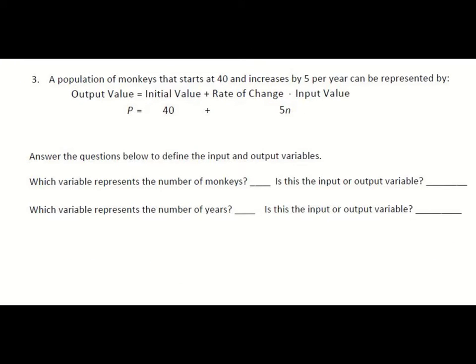Okay, so number 3 is a population of monkeys that start at 40. So this is your initial value, that's where you start, and they increase at 5 per year. So this is your initial value, and this is your rate of change. It says answer the following questions and define your input and your output variables. Basically, the one that's in your equation is your input variable, and then this number over here is your output variable.